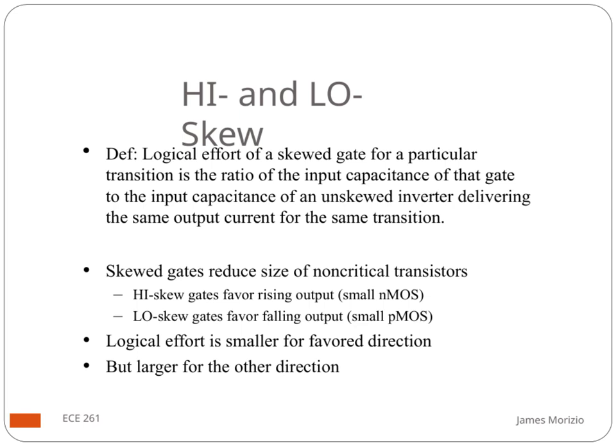When we talk about HI skew gates, they are optimized to favor a rising output, which means a smaller NMOS transistor is used. On the other hand, LO skew gates favor a falling output, so they have a smaller PMOS transistor. This skewing affects the logical effort. It's reduced for the favored transition direction, improving performance there, but it actually increases for the opposite transition. This trade-off is key to understanding how gate sizing and skewing impact timing in circuit design.